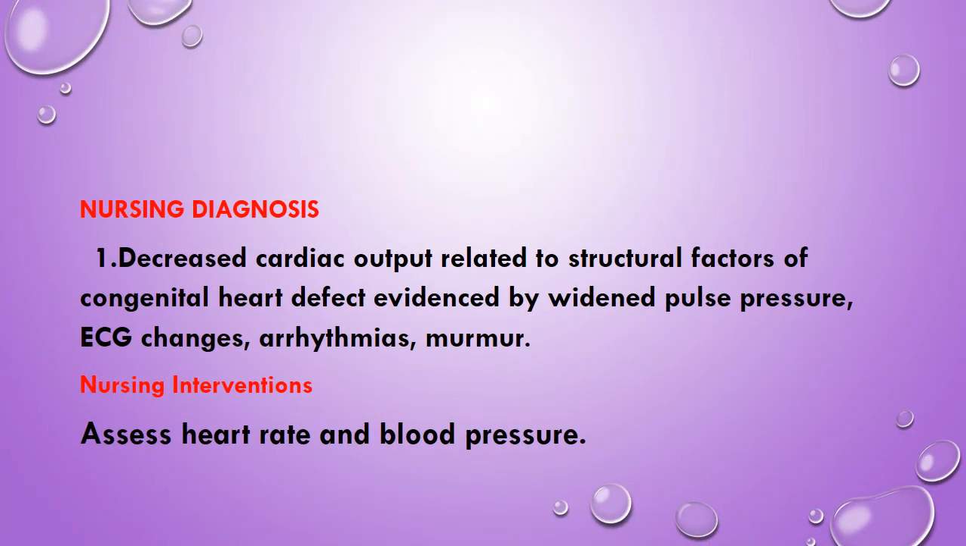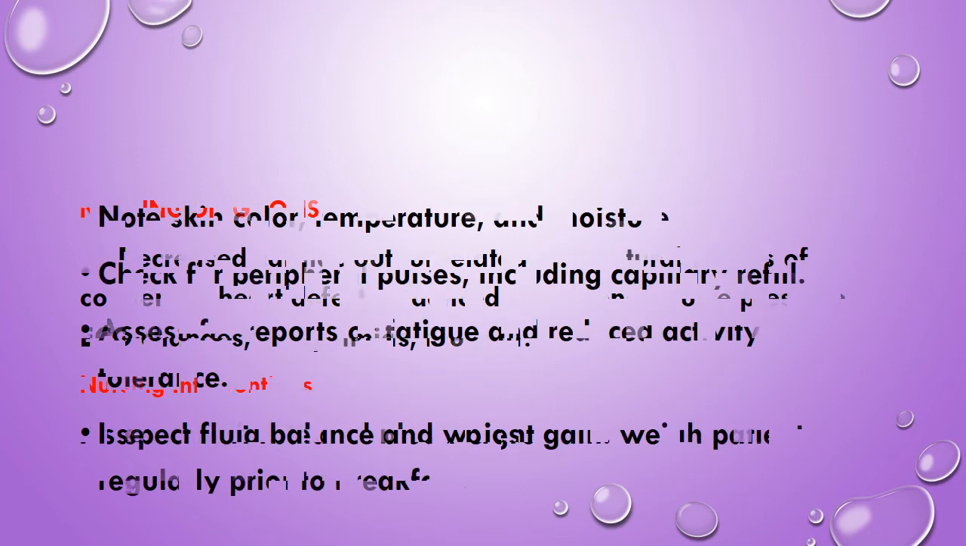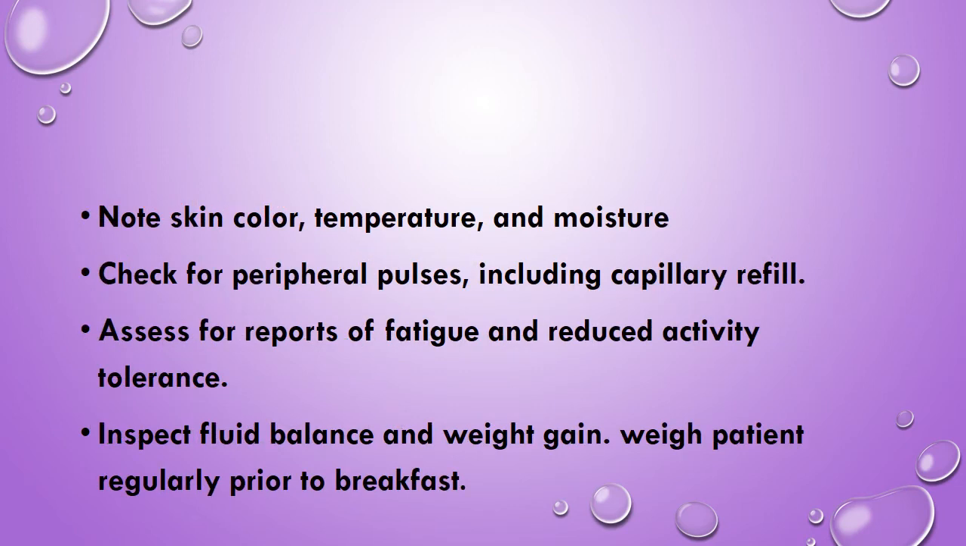Coming to the nursing diagnosis, the first one is decreased cardiac output related to structural factors of congenital heart defect, evidenced by widened pulse pressure, ECG changes, arrhythmias, and heart murmur. Here the nursing intervention: we have to measure the heart rate and blood pressure, and note the skin color, temperature and moisture. The patient will look cyanosed, the saturation will be low and the respiration rate will be high, and check for peripheral pulses including capillary refill.